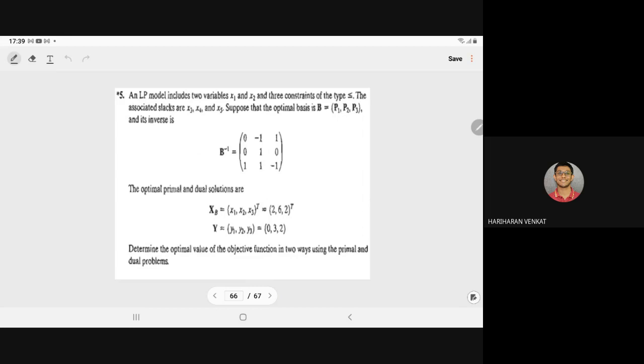Now, an LP model includes two variables x1, x2 and three constraints of type less than. The associated slacks are x3, x4, x5. Suppose that the optimal basis B is equal to P1, P2, P3 and its inverse is 0, 0, 1; minus 1, 1, 1; 1, 0, minus 1.